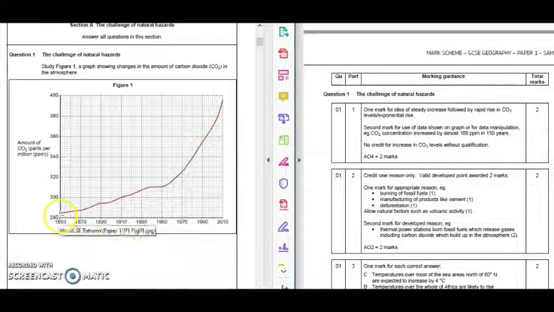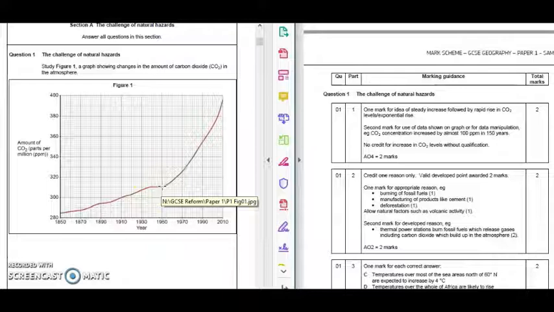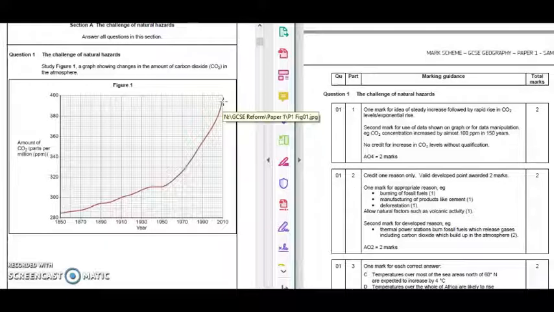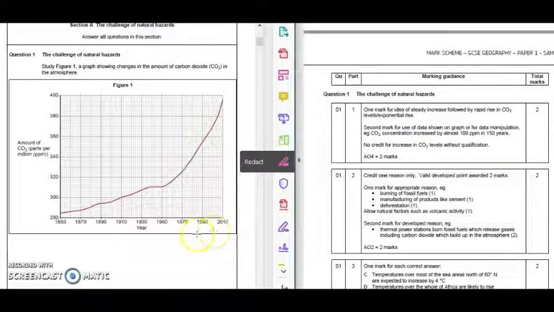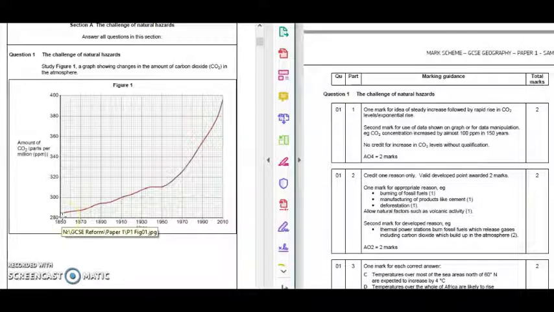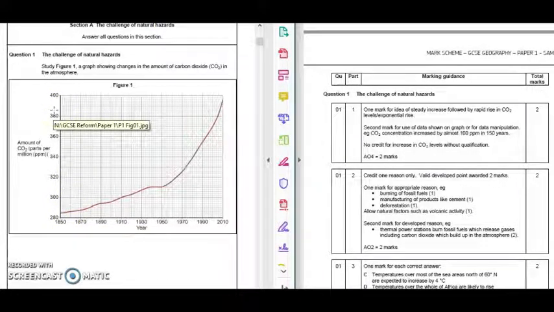So for instance, we can see that the line from 1850 to 1950, it was a fairly steady increase, or it increased slowly. And after 1950, it increased a lot faster. Now that will get you 1 mark. Your second mark is for use of data. So, you've always got to see the figure and think, right, what can I use? What do I need to use in my answer? So, for instance, you could say that from 1850 all the way up to 2010, it's gone up over 100 parts per million.